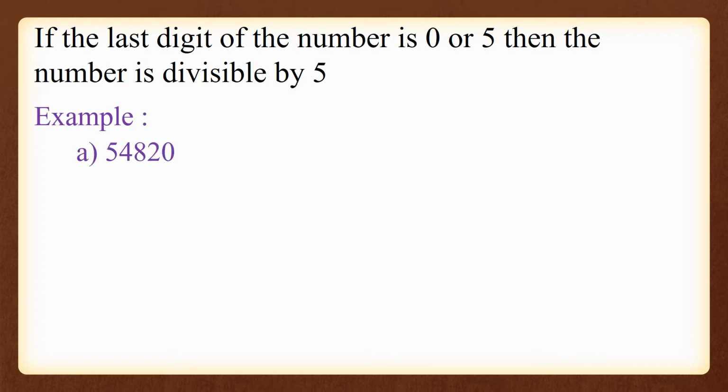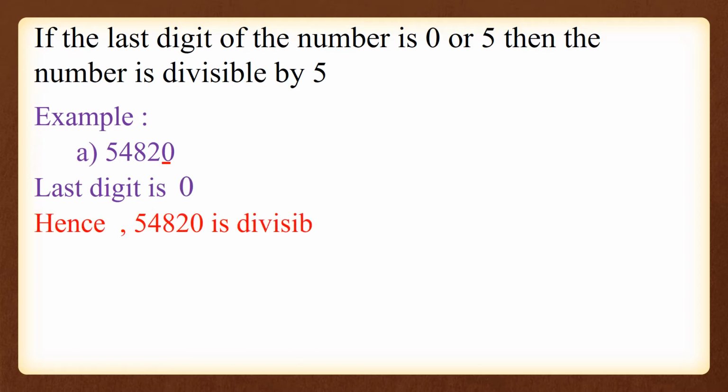First one, 54,820. We are going to check whether this number is divisible by 5. So for that, we have to check the ones place. That's the last digit. So here the last digit is 0. So 54,820 is divisible by 5.